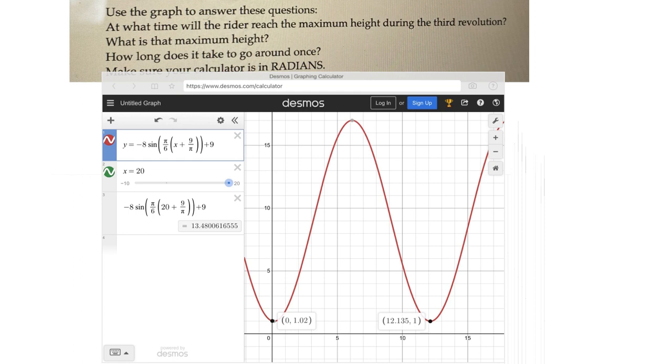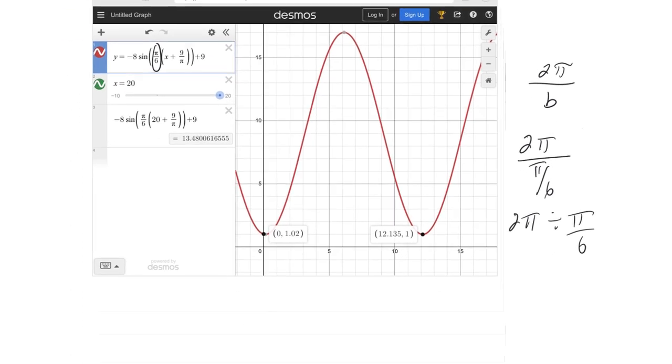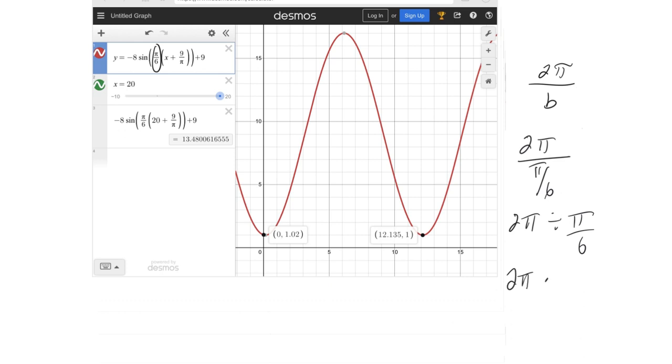So you could go, the period is 2 pi, let me write it down. So 2 pi over b. And in this case, our b value is this one. So 2 pi over 6, or 2 pi divided by pi over 6, or 2 pi times 6 over pi. The pi's cancel, and 2 times 6 comes out to 12. So the period would be exactly 12.